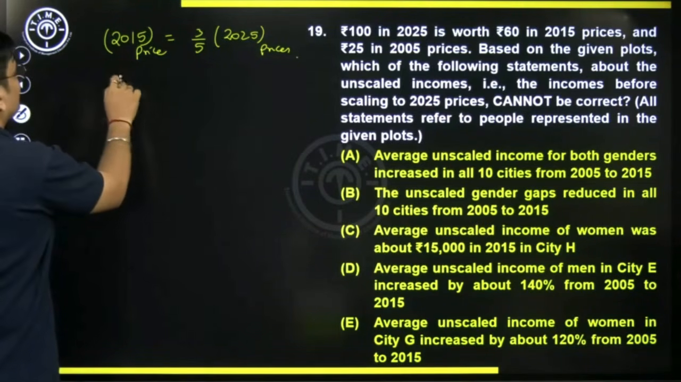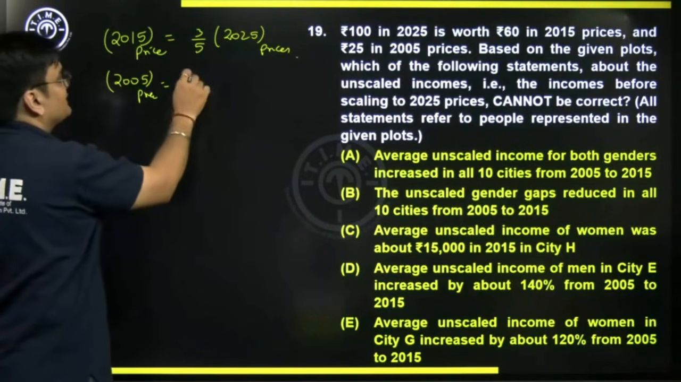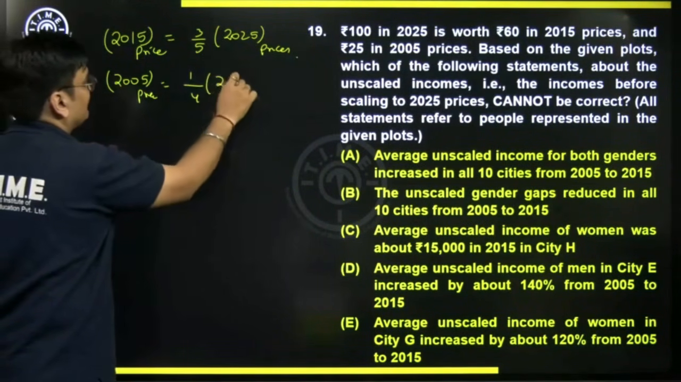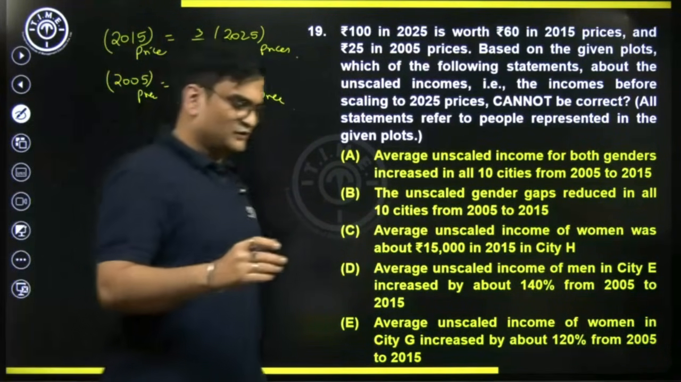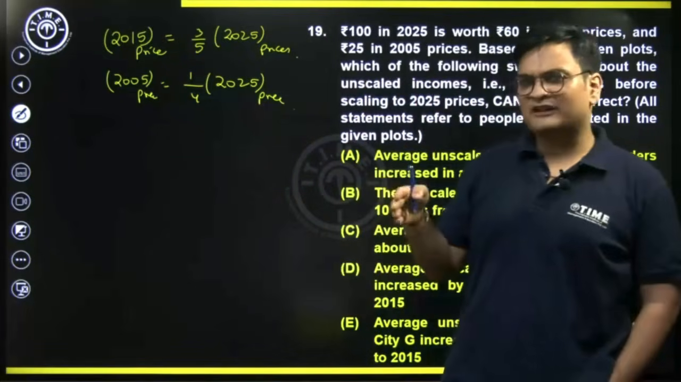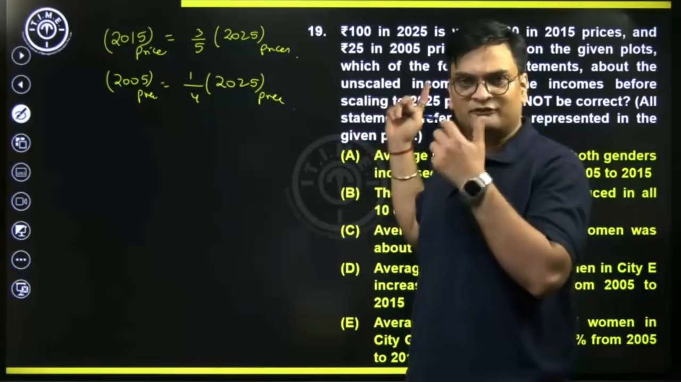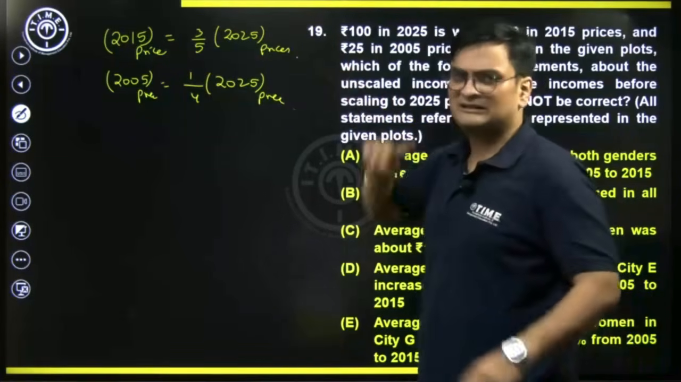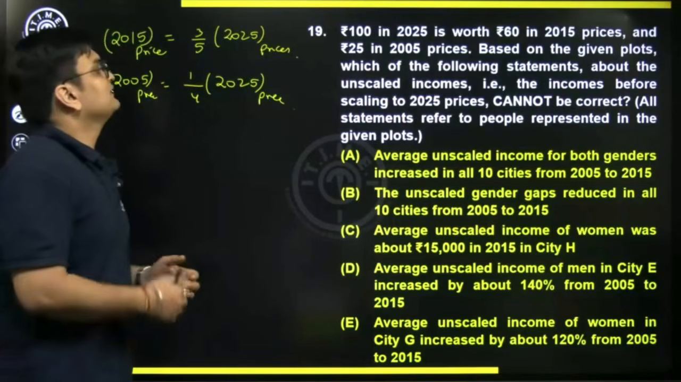prices. So 2005 prices is going to be 25 by 100, which is 1/4 of 2025 prices. So that means whatever values we are seeing in the first graph should be divided by 4, and whatever values we are seeing in the second graph, 2015 value, should be multiplied by 3 by 5 to get to the original values of that particular year.